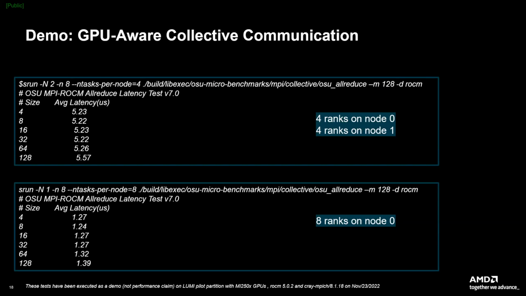The other example is showing the communication on 1 node. So we have -N1, and we have 8 ranks in total, and the number of ranks per node is 8. And again, we want the communication to happen between the GPUs, so we are adding -d rocm at the end. And so this way we have 8 ranks running on 1 node. And as you can see, when we have all the ranks running on 1 node, we can get a lower latency compared to doing the communication between the nodes.